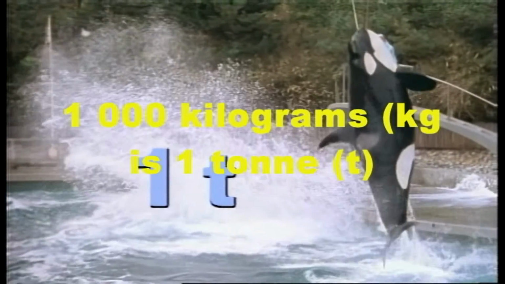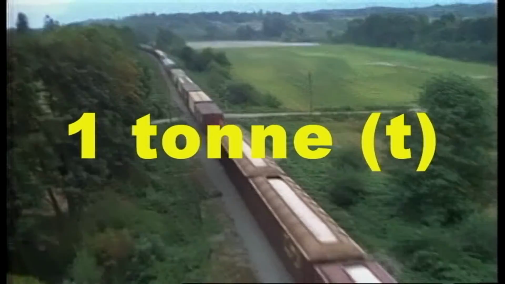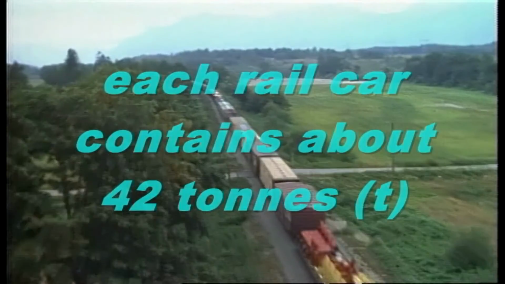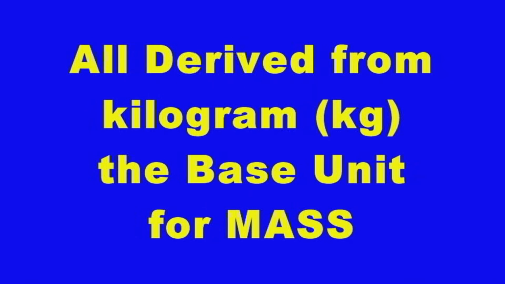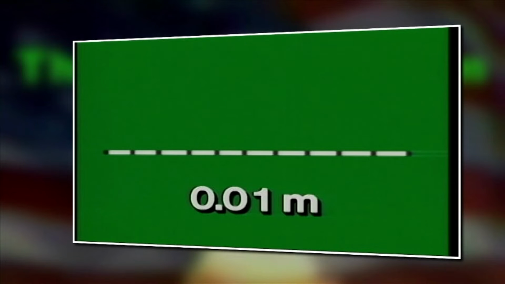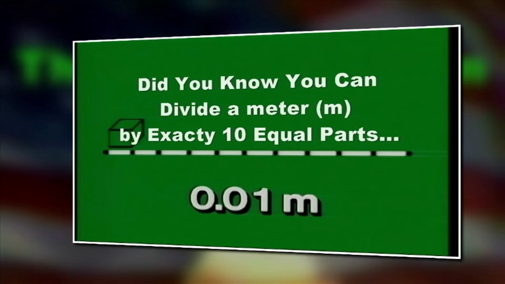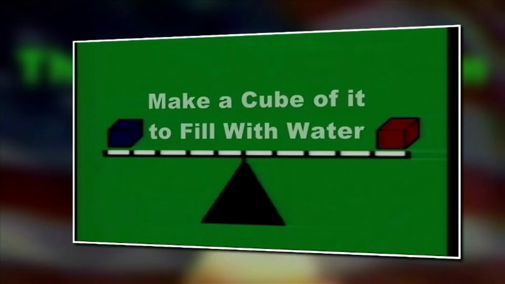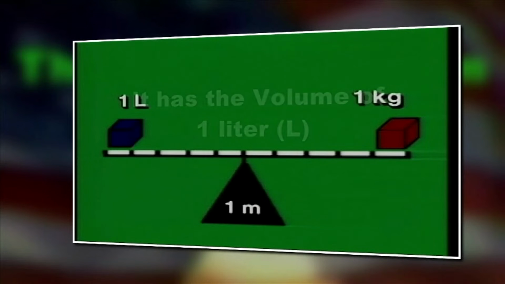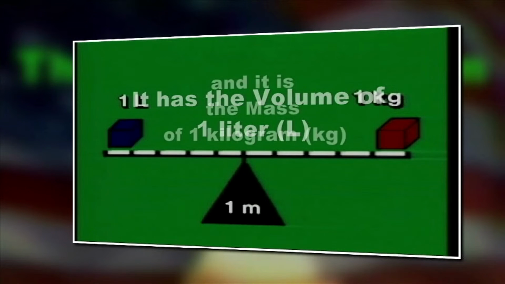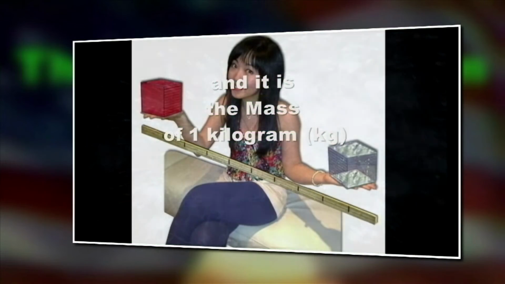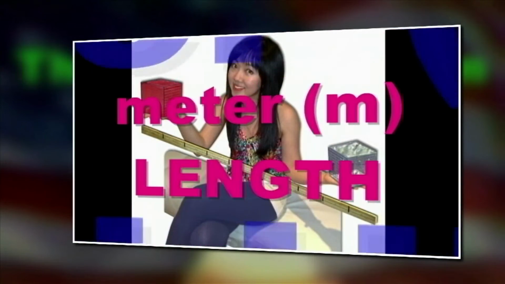But 1,000 kilograms is 1 ton. Each rail car contains about 42 tons. Milligram, gram, kilogram, ton, all derived from kilogram, base unit for mass. Did you know you can divide a meter by exactly 10 equal parts? Make a cube of it to fill with water. It has the volume of 1 liter, and it is the mass of 1 kilogram, all simply related.